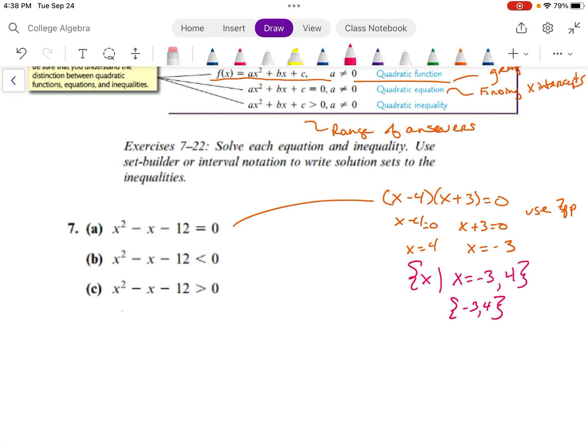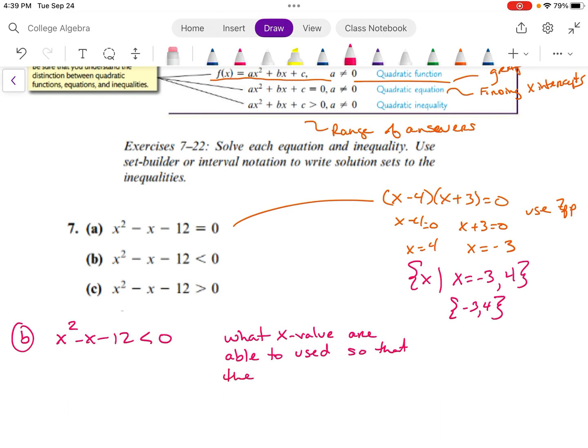Now, we can use what we found there to help us do part B and part C. On part B, it's asking us about x squared minus x minus 12, this inequality here. What they want us to figure out is which x values are able to be used so that the whole left side is less than 0. If you're less than 0, that means you're a negative number. So in a nutshell, we're trying to figure out where the y values are negative. That's what we're looking for.